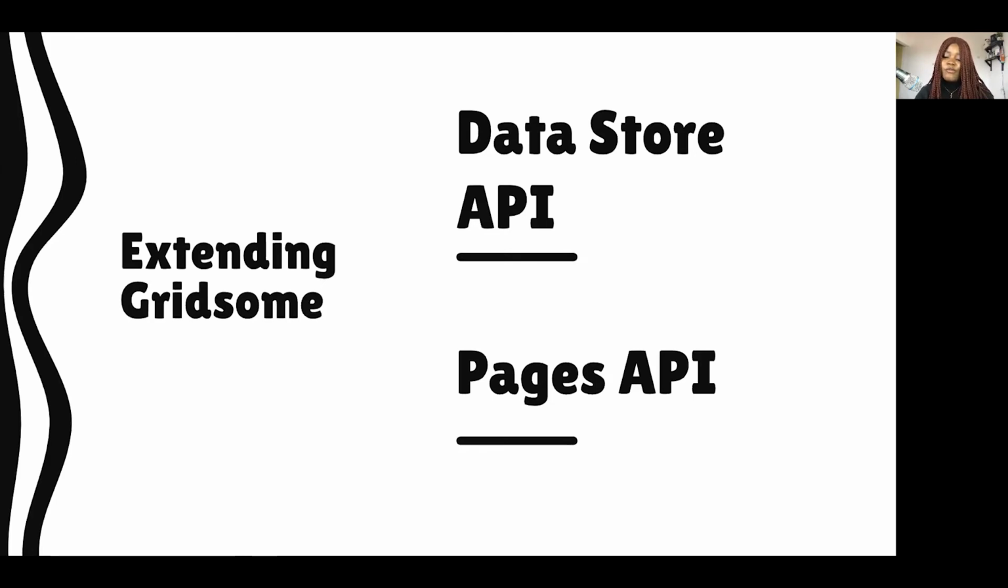The possibilities of what you could do with Gridsome are endless, and I've only scratched the surface. You can do so much more to extend the functionalities of what's possible with Gridsome. There are two different concepts that I would like to talk about here. First is the data store API and the pages API. Let's look at both in a very short demo.